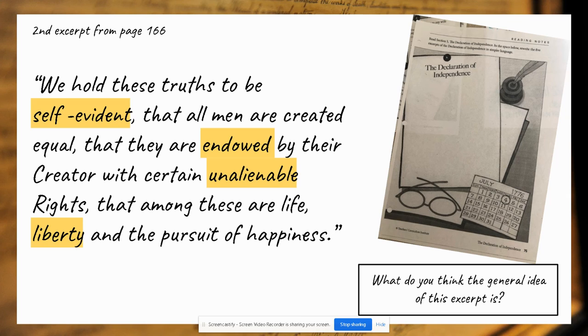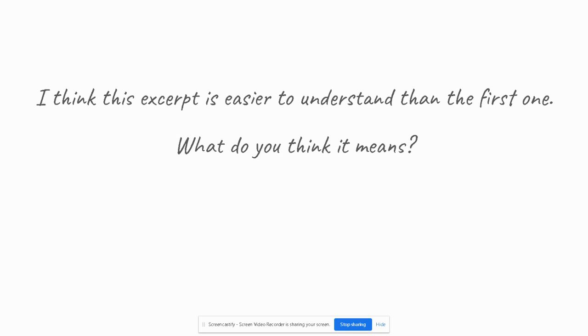So here's the quote. We hold these truths to be self-evident, that all men are created equal, that they are endowed by their Creator with certain unalienable rights, that among these are life, liberty, and the pursuit of happiness. I want you to think for a second about what you think the general idea of this excerpt is. I think this one was easier to understand than the first one, and I'm going to be asking people tomorrow to be sharing their ideas of what they think that means.